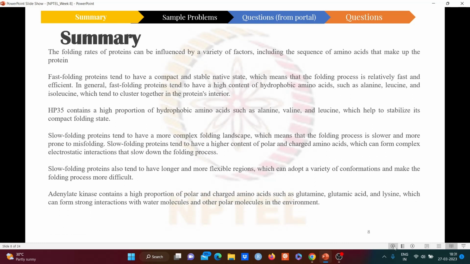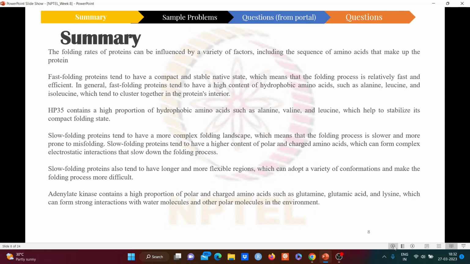One example of a slow folding protein is the enzyme adenylate kinase, which takes several seconds to fold into its native state. Adenylate kinase contains a high proportion of polar and charged amino acids such as glutamine, glutamic acid, and lysine, which can form strong interactions with water molecules and other polar molecules in the environment. These interactions can slow down the folding process by creating a barrier to the formation of the protein's native state.